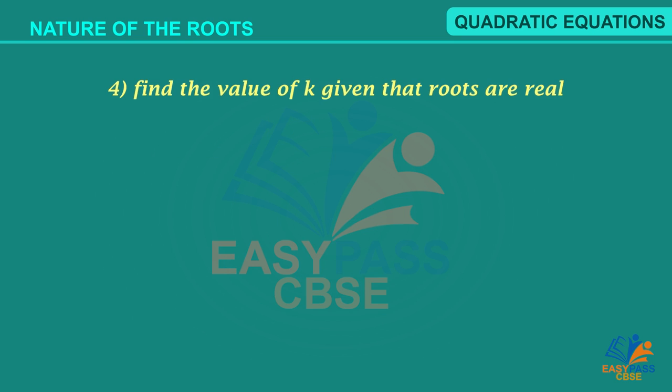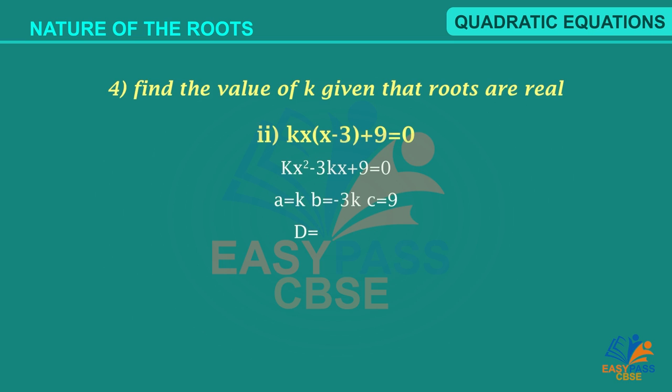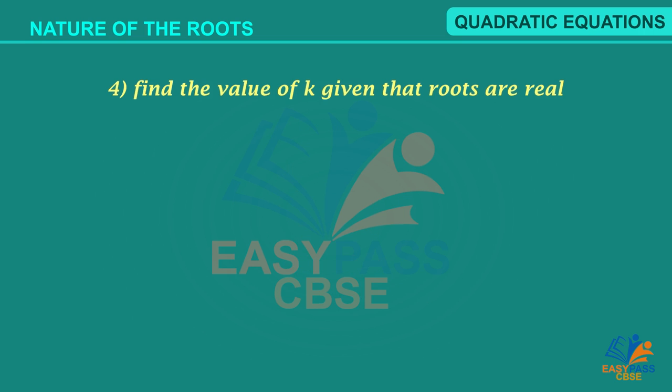Next question. kx times (x minus 3) plus 9 equal to 0. Or this is kx square minus 3kx plus 9 equal to 0. a is equal to k, b is equal to minus 3k, c is equal to 9. Discriminant is equal to 9k square minus 36k equal to 0. Therefore, k is equal to 0 or k is equal to 4.